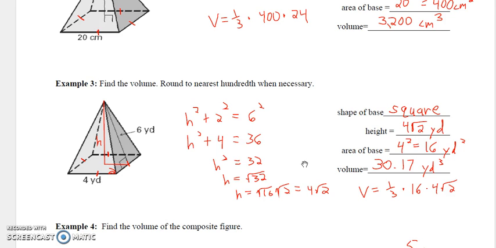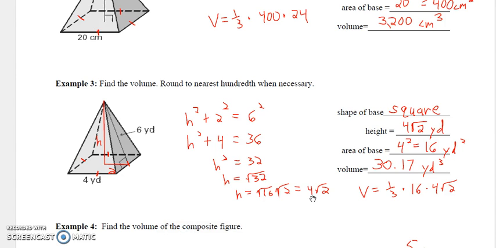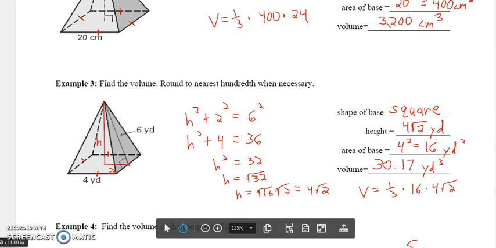And then I just reduce the radical by turning root 32 into root 16 times root 2. What's the square root of 16? 4. So 4 root 2. I wanted to be exact, so the height is 4 root 2. What's the area of the base? It's a square with a side length of 4, so it's just 4 squared, which is 16 yards squared.